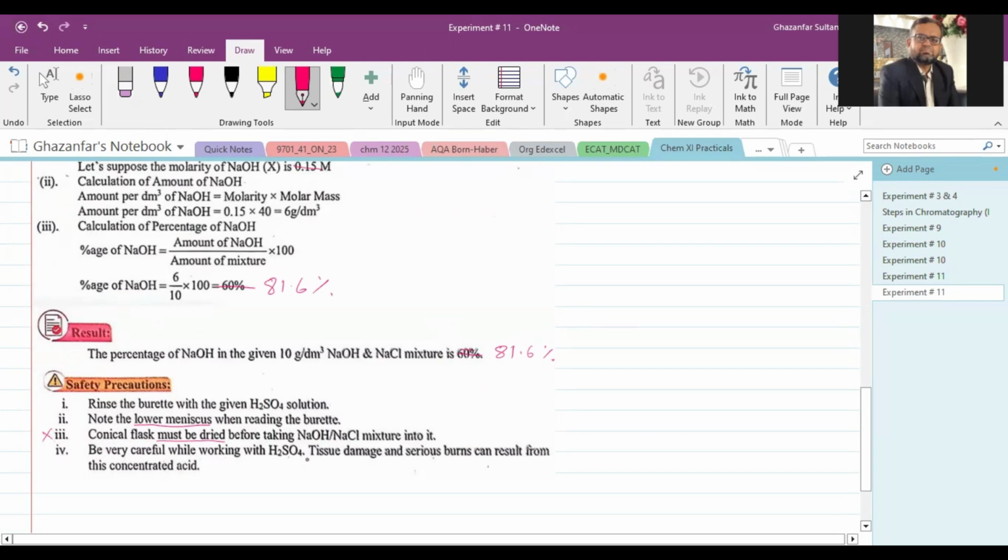Be very careful while working with sulfuric acid. Tissue damage, because sulfuric acid is corrosive in nature, so it may cause damage to the skin, or serious burn in case of concentrated one. But 0.2 molar sulfuric acid, not very harmful, but it could be irritant for you. So immediately wash your hands. So we should follow these safety precautions. We should wear the gloves, goggles, and use pipette filler for pipetting. Okay. So that's all for the experiment number 11.